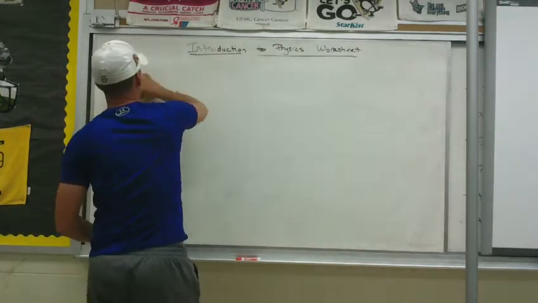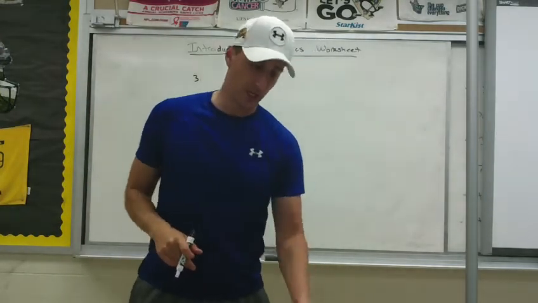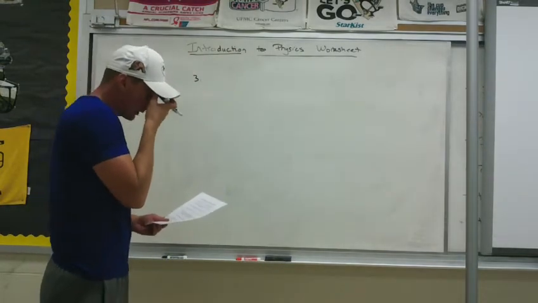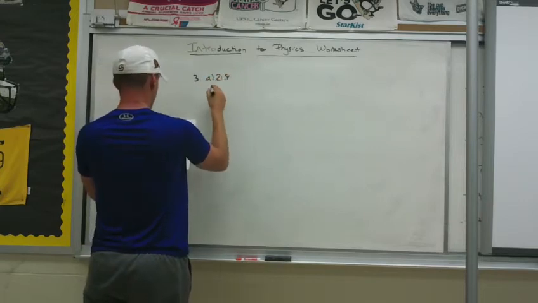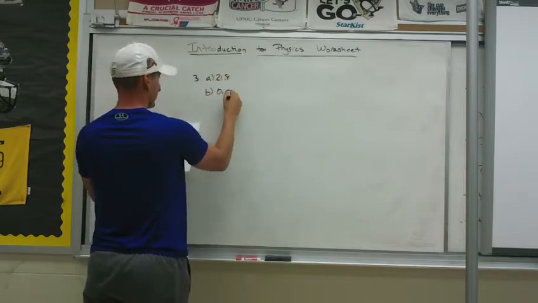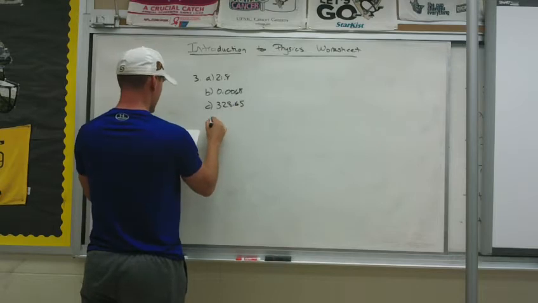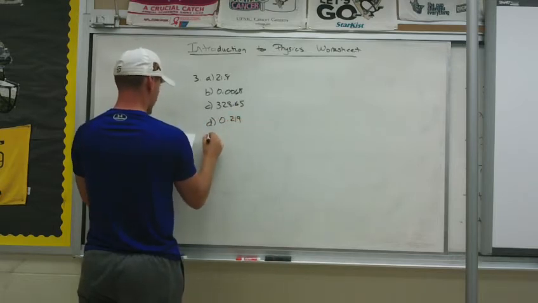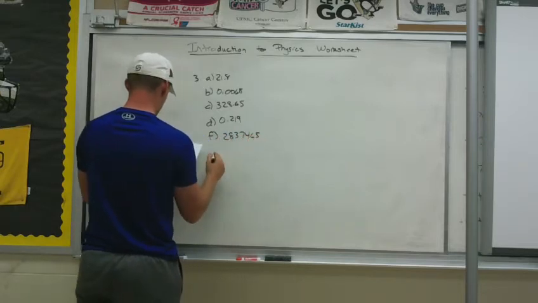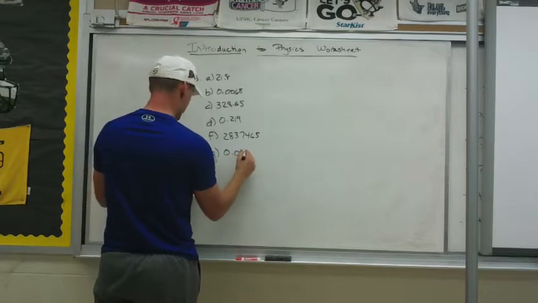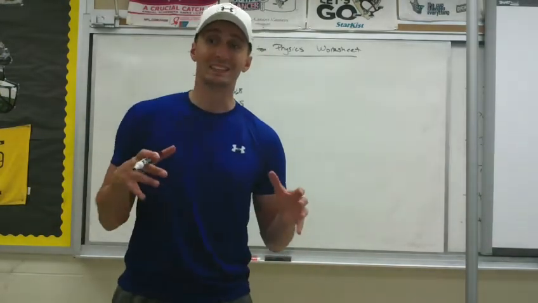Number 3 talks about scientific notation. All we're going to do is put these numbers in scientific notation. I'm going to copy them down real quick. A, 21.8. B, 0.0068. C, 328.65. D, 0.219. I forgot E, so there's F, 2837465. G, 0.00038847.